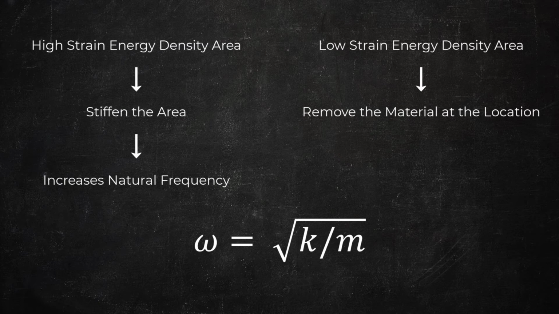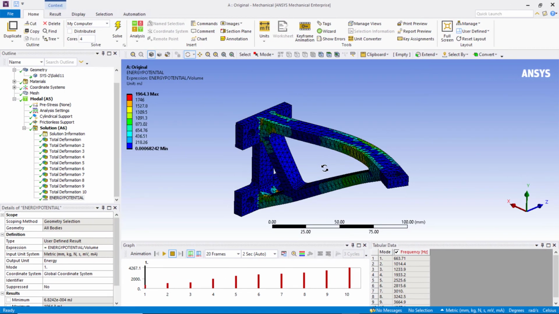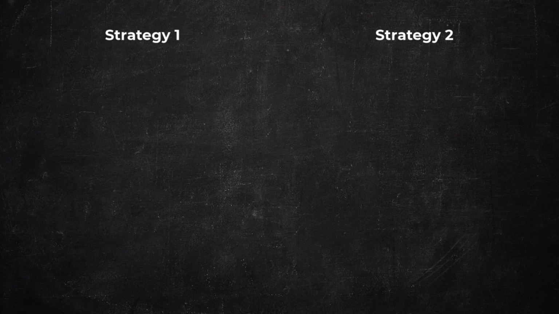So basically, we want to stiffen the structure so as to increase the frequency. We can see that strain energy density is high on the top and bottom beam. Increasing the stiffness around this area will be the right way to go. Now, I can think of two strategies to do so.